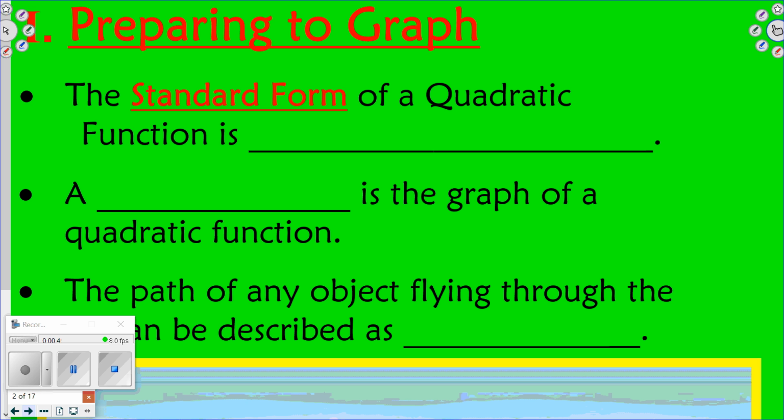All right, so preparing to graph. What is the standard form of a quadratic function? You guys know this? Nope, that's the standard form of a linear, y equals mx plus b. That's linear, not quadratic. Close. It would be y equals ax squared plus bx plus c.